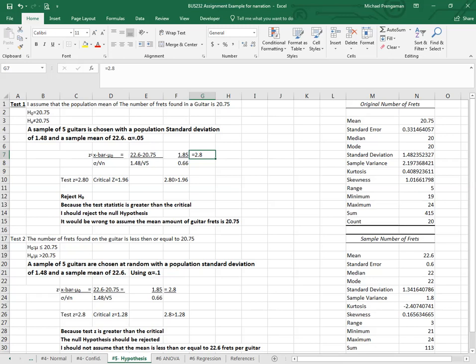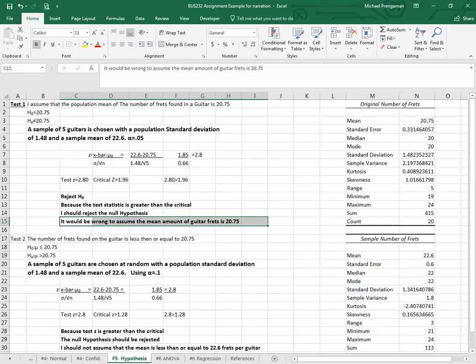We know for a two-sided test with a significance level of 0.05, our critical z value is 1.96. Since the test z is greater than the critical z, we meet our rejection criterion, so the conclusion is we reject the null hypothesis. Restating that in words, it would be wrong to assume that the mean amount of guitar frets is 20.75.